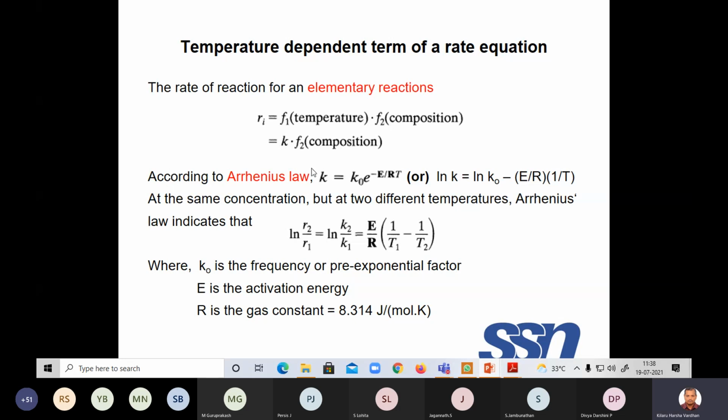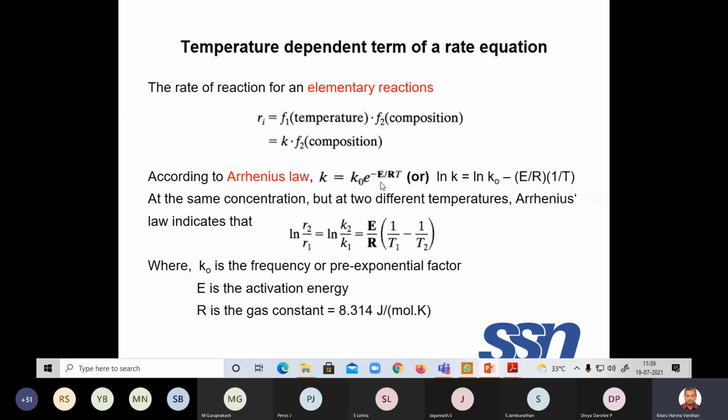According to Arrhenius law, this K can be written as K is K naught into e power minus E by RT. That is, K naught is the pre-exponential factor, multiplied by an exponential of minus E by RT, where E is the activation energy, R is the gas constant and T is the temperature. So if you do an experiment to find out how the rate is going to change, you have to do it with varying T. That is, as the temperature increases, how much is the rate changing? If you have that data, you can plug it into this equation.